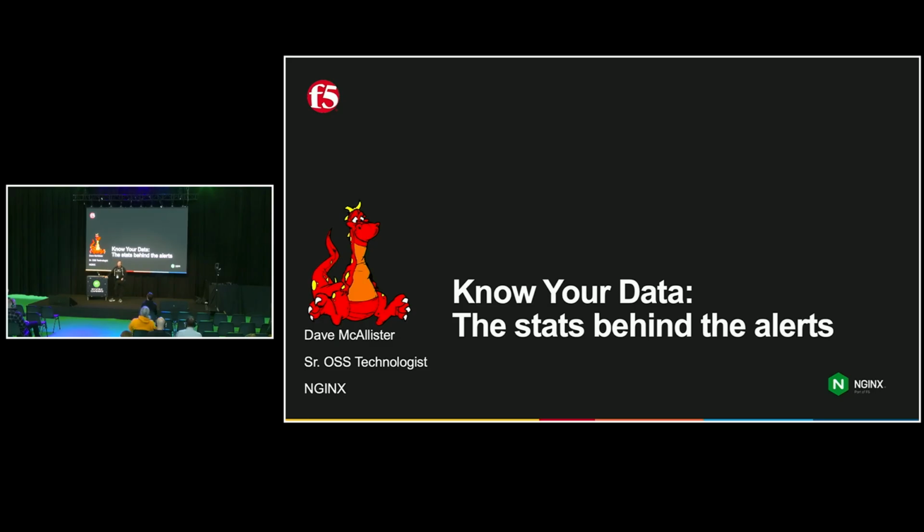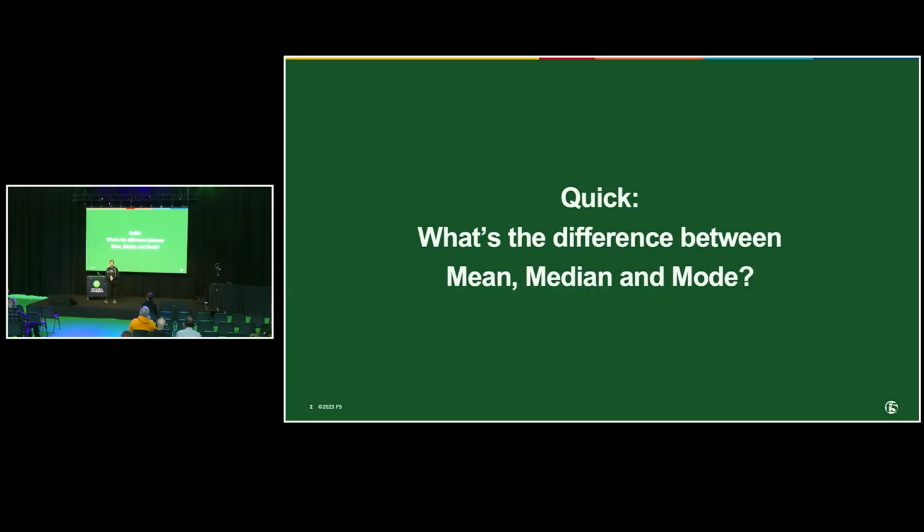However, today I will be mentioning Nginx a couple of times, but this is really a kickback and something very different. This is about the statistics behind the alerting system that we all depend on when we run our systems. So let's start off with the fairly simple: what's the difference between a mean, a median, and a mode?